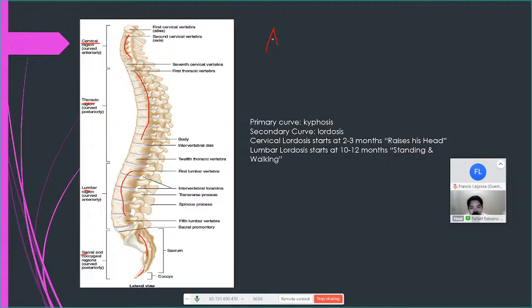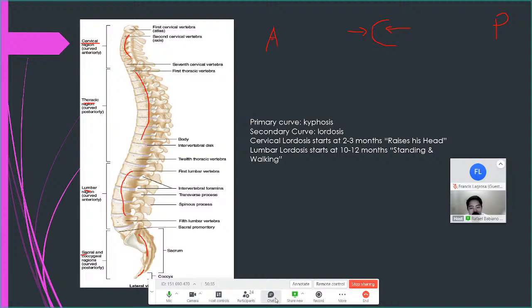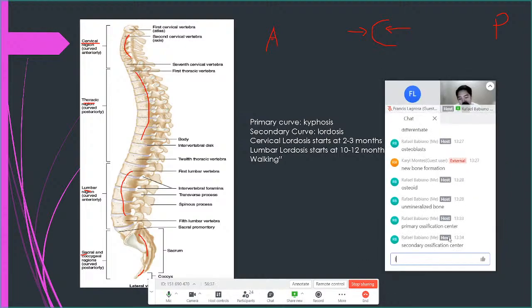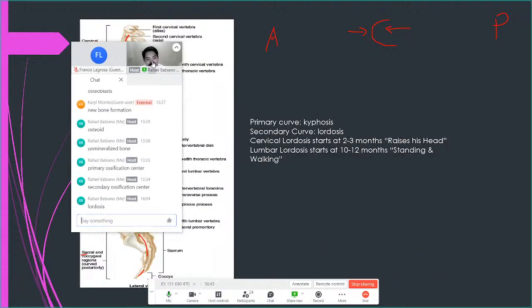If this is the lateral view, meaning side view, this is anterior, this is posterior. If the curve is like this, meaning anteriorly it is convex, posteriorly it is concave. Convex means bulging out, concave means caved in. So anteriorly it is convex, posteriorly it is concave. This is called a lordosis, or lordotic curve.